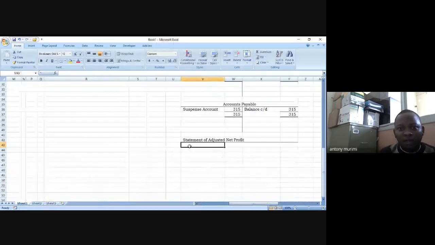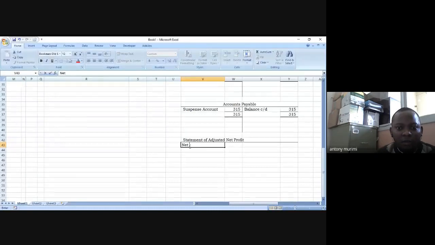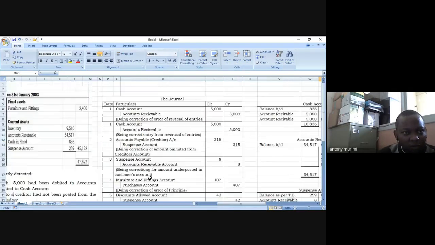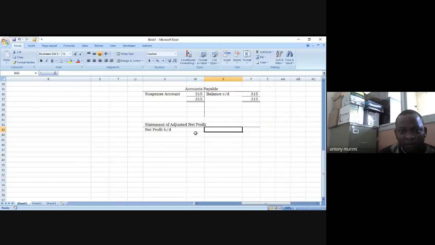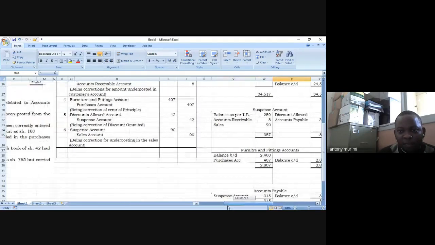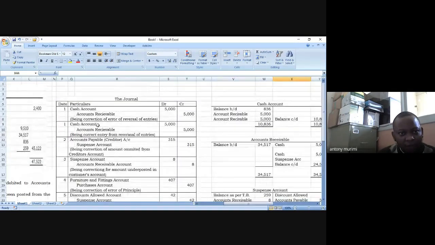So we have it as net profit brought down. The amount is 52,287. Pata ni ngapi? 52,287. Then we add the expenses and the revenues that have been affected. In our case, for error number 1, there was no expense or revenue.